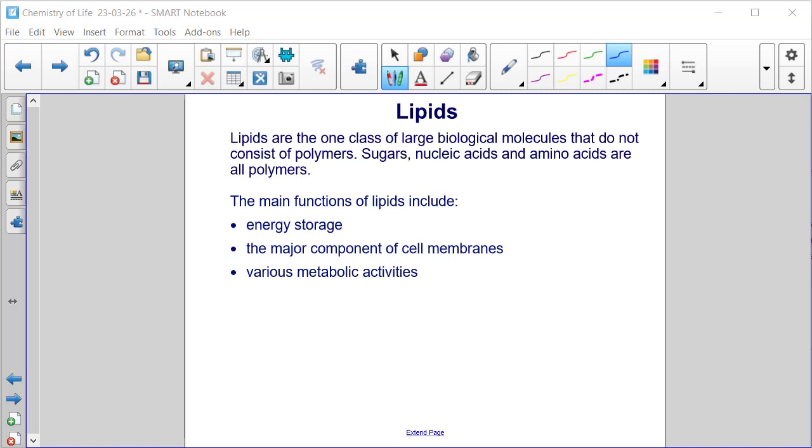Lipids. Lipids are the one class of large biological molecules that do not consist of polymers. Sugars, nucleic acids, and amino acids are all polymers. The main functions of lipids include energy storage, the major component of cell membranes, and various metabolic activities.